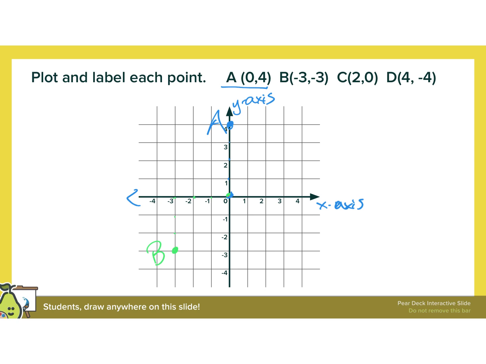Point C, start at the origin. My x is +2, so move to the right, 1, 2. My y is 0. I do not move up or down. Here's point C. This one's on the x-axis.